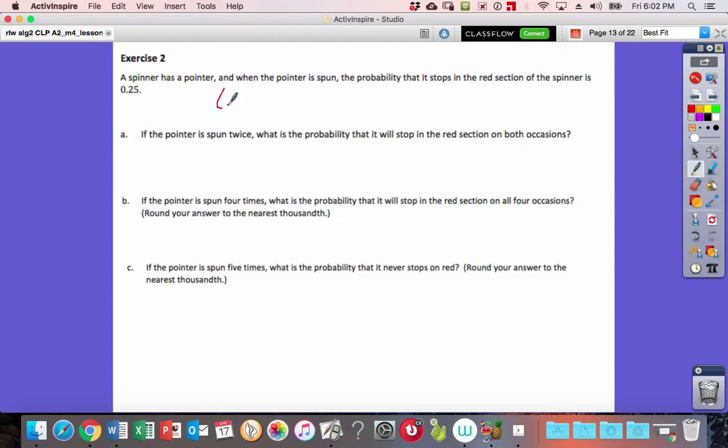Well, I guess I don't even have to know very much to know that would be 0.25 times 0.25, 0.0625. If the pointer is spun 4 times, what's the probability that it will stop in the red section on all 4 occasions? 0.25 times 0.25 times 0.25 times 0.25. And if I put that in my calculator, I'm going to get about 0.004.